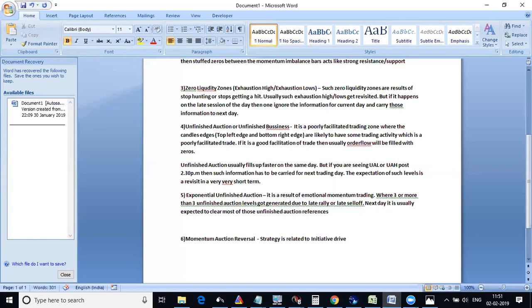So initiative drive is a core fundamental principle. We'll talk about what an initiative drive is, and there are a lot of initiative drive based strategies there. It's related to initiative drive. It is a V-shaped reversal.